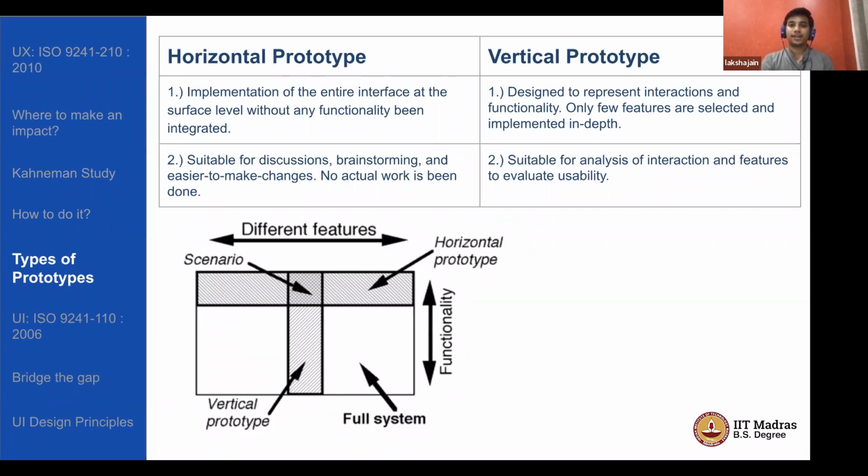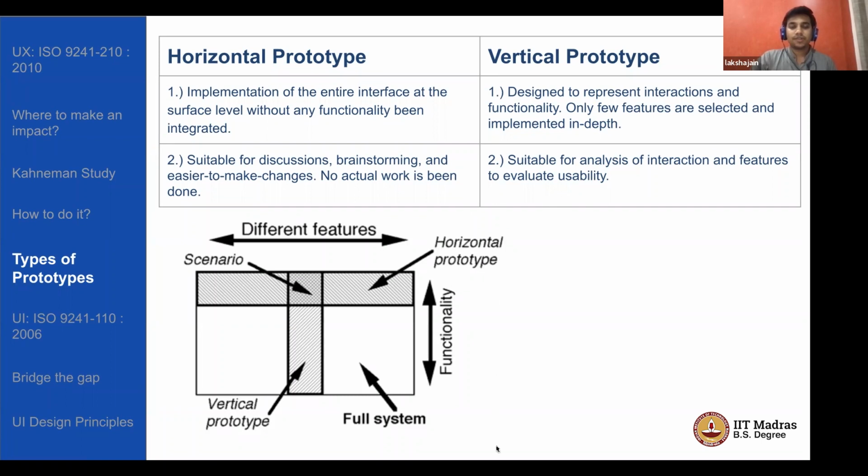When I talk about in depth, it is about having integration with the backend, integration with the SQL or database, and there would be proper data flow between various levels or layers of an application. That is what I mean by in depth. Horizontal prototypes are very good for brainstorming, ideation, and reiteration of the design, whereas vertical prototypes are suitable for analysis of the interaction and features to evaluate usability.